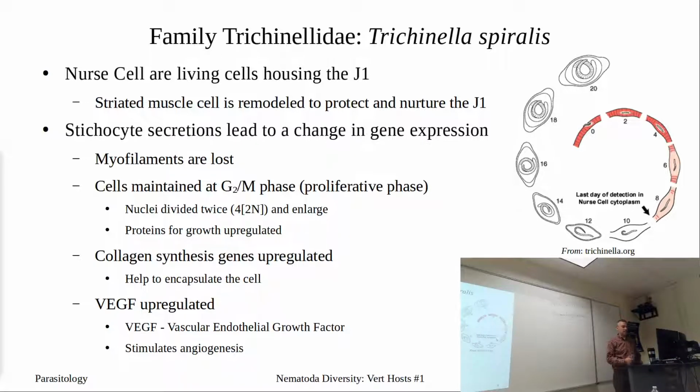What are the changes? Well, if we're remodeling the cell so that it is going to protect and nurture the worm, then we'd have no use for that cell to actually function as a muscle cell. So the myofilaments are going to be lost. Right? What's the purpose? They're not using it, and the worm doesn't want them to use it. The worm wants that cell for its own purpose. Second thing that is going to happen is that the cells are going to be maintained at that G2/M phase of mitosis. What is that phase?